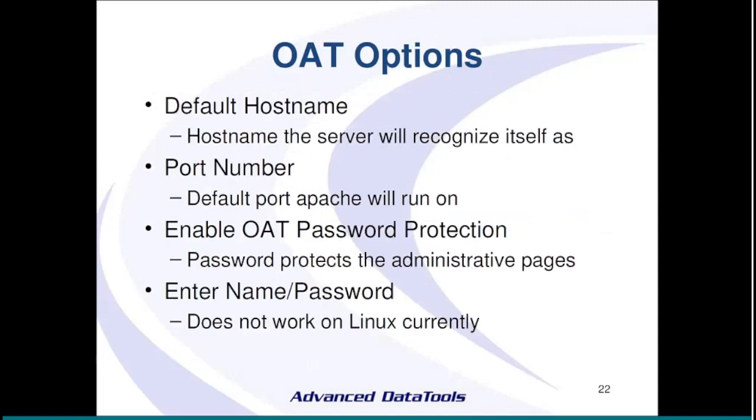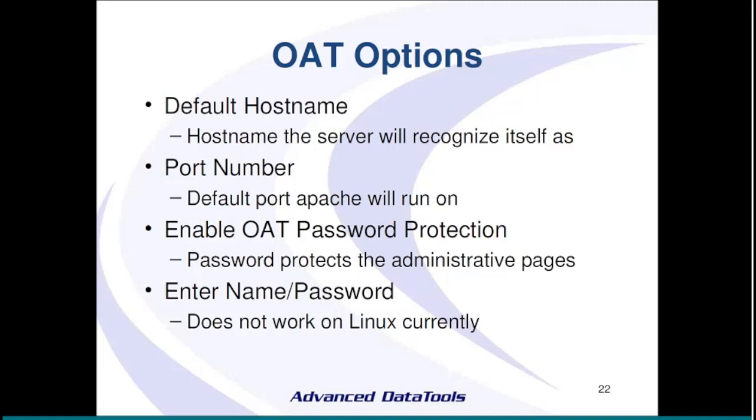If you choose to install OAT, you'll have a couple of extra options. The default host name is actually the host name of the server. It'll be put into the web URLs that people go to. The port number: OAT behind the scenes runs a copy of Apache, so you actually choose what port that's going to run on.